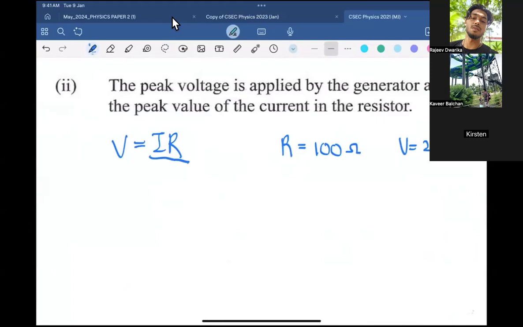If we want to make I the subject, what prevents I from being the subject? Look at the IR. The resistance. Yeah, the resistance. So we have to divide both sides by R. And when you do that, where's I now? I is V over R. Yes. We know that the voltage is 200, and we know that the resistance is 100.